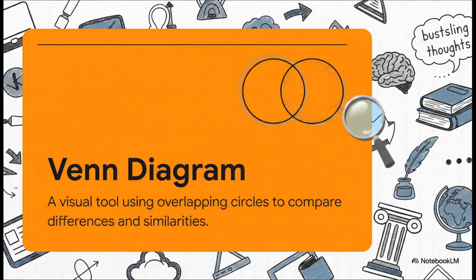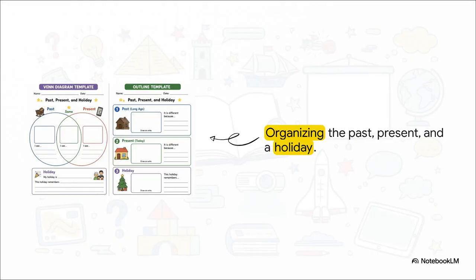Think about it in the simplest terms possible. It's just a way to sort out bustling, chaotic thoughts. Whatever is completely different goes on the outside, and whatever is exactly the same goes right in the overlapping middle. It takes a really complex comparison and turns it into a fun, visual sorting game. And notice how the layout gives them a very safe, specific place to map out their thoughts. You've got a blue circle specifically for the past, a red one for the present, and that vital green overlap right in the middle for the same.